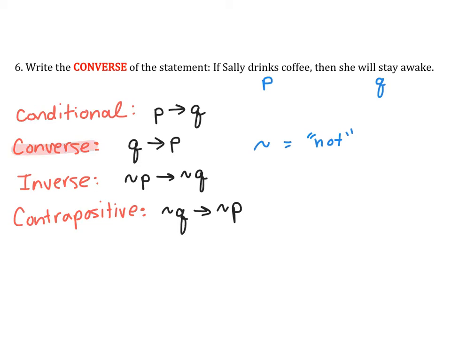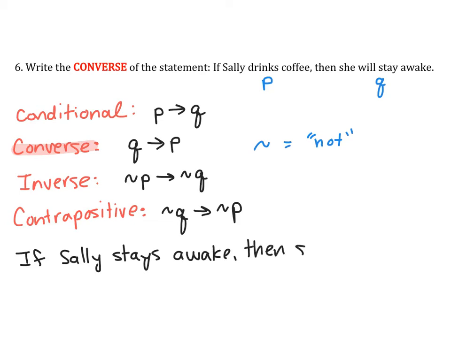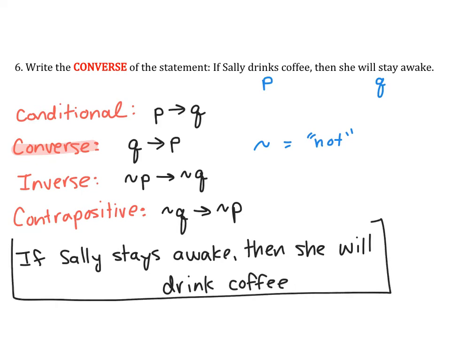So to do the converse, which is right here, we're just going to do if Q, then P. So we can say, if Sally stays awake, then she will drink coffee. So this is the converse statement. But you should also be able to write an inverse or a contrapositive for any conditional statement as well.